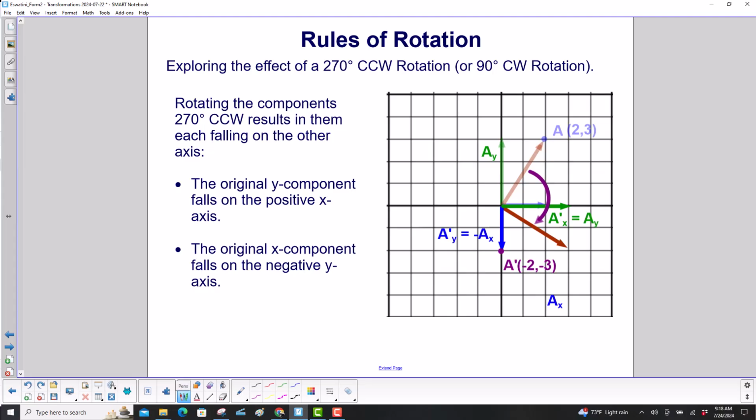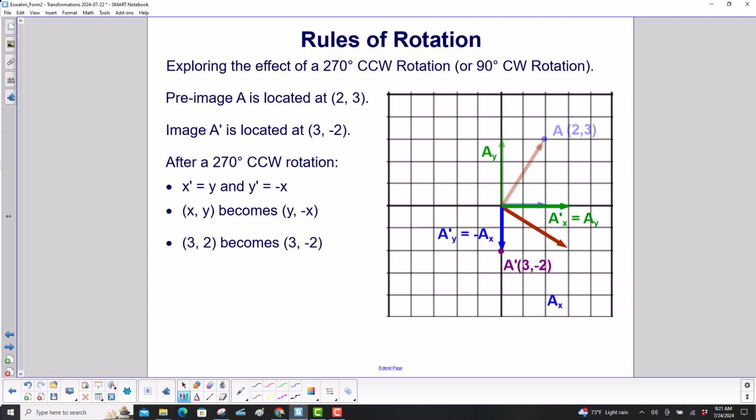Exploring the effect of a 270-degree counterclockwise rotation, which is equivalent to a 90-degree clockwise rotation. Right? Because if you add those two up and get 360, you're good. So for 270, you'd be rotating like this, but it's a little easier to see the 90-degree clockwise rotation there in purple. So rotating the components 270 degrees counterclockwise or 90 degrees clockwise results in them each falling on the other axis. The original y component falls on the positive x-axis. The original x component falls on the negative y-axis.